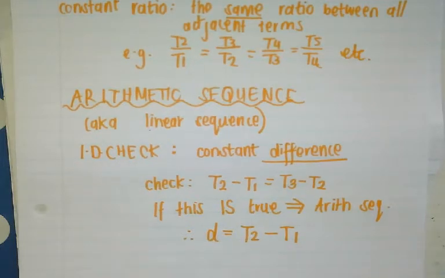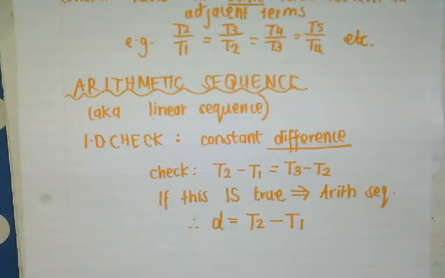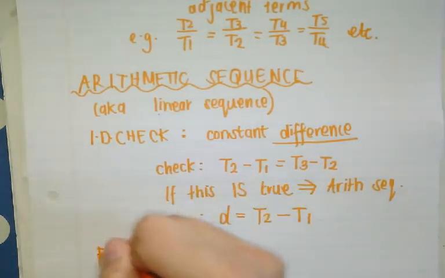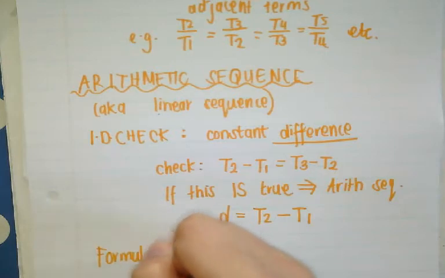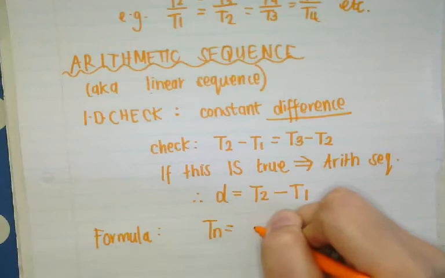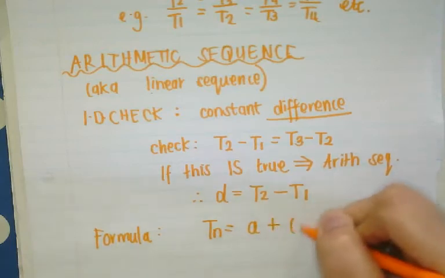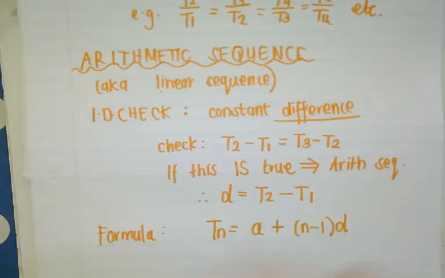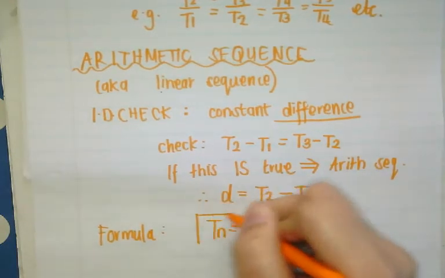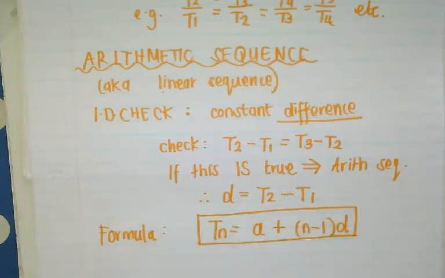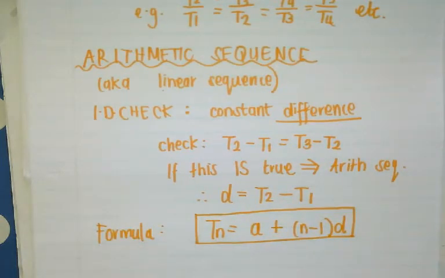Once we know that it is arithmetic, we have found the D value. Where are we going to put that D value? Well, we're going to put it into our formula. Tn equals A plus n minus 1 times that D that you calculated. Putting the formula in a block because you have to learn it off by heart. You will not ever be given it in grade 9.